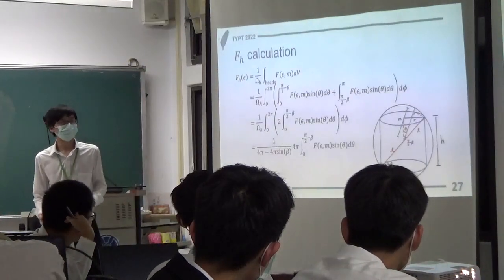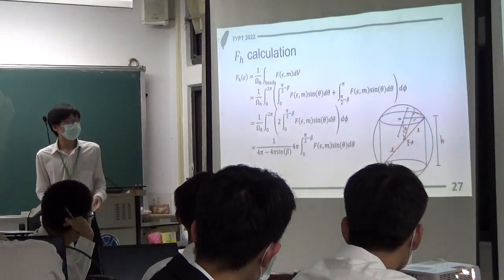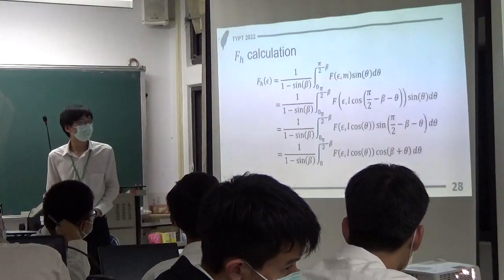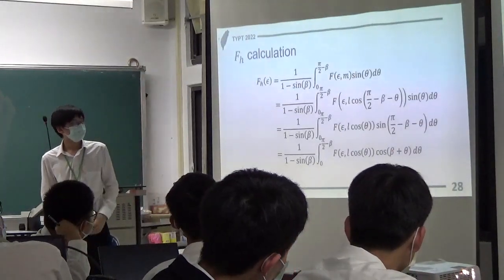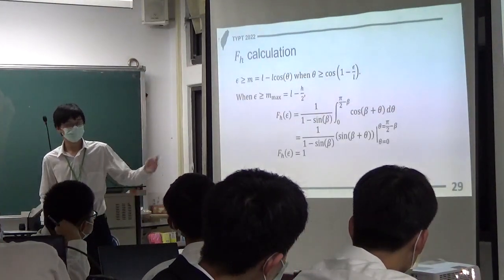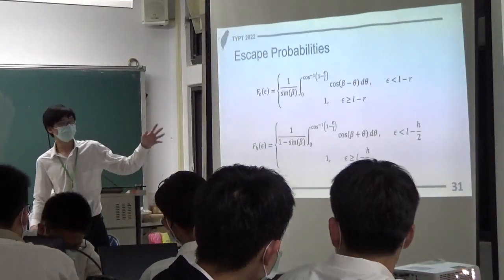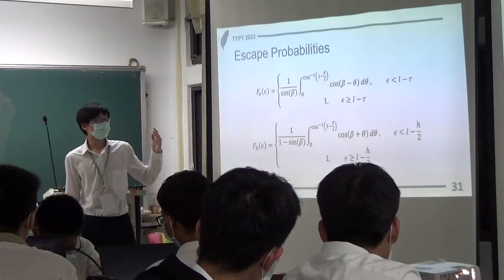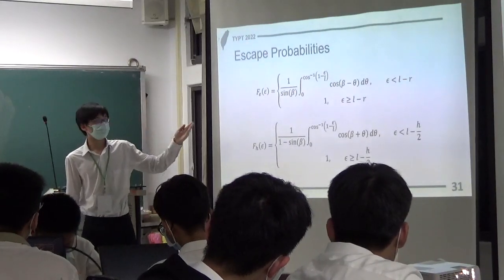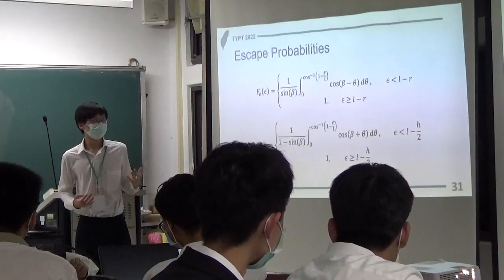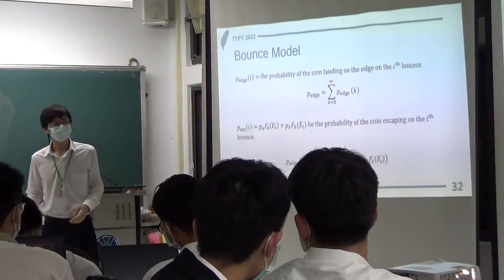And using the same process, we figured out f of h, with almost the same results. So overall, the probability of escape on an edge-induced bounce is defined by the top equation, and the probability of escape on a head-induced bounce is defined by the bottom equation.